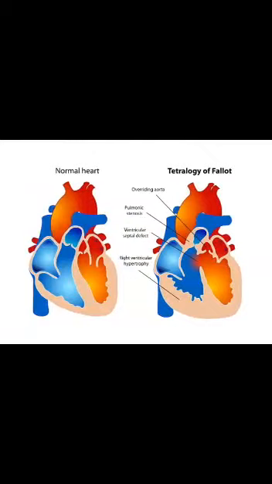So, those are the four main defects present in tetralogy of Fallot. First is pulmonary stenosis, right ventricular hypertrophy, ventricular septal defect and overriding of the aorta.